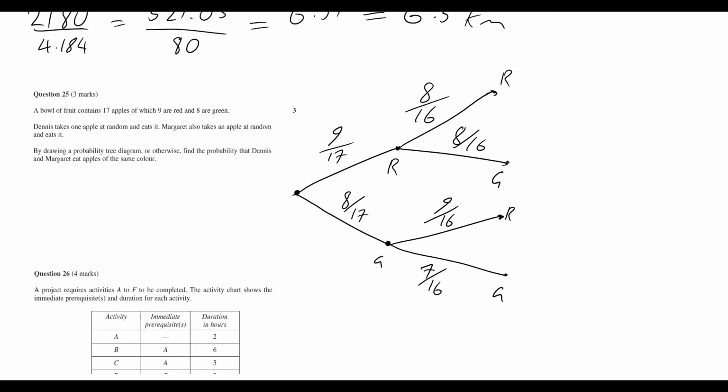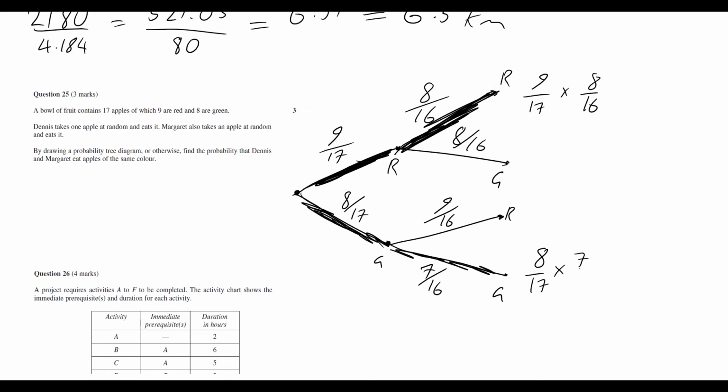Now we want to find the probability that Dennis and Margaret eat apples of the same color. If they're the same color, that means we're going either red, red in this path, or green, green. So let's compute the probability of those two sections. If it's red, red, that's 9 over 17 multiplied by 8 over 16. And if it's green, green, that's 8 over 17 times 7 over 16. That will give us 72 over 272 up the top, and down the bottom, 56 over 272.